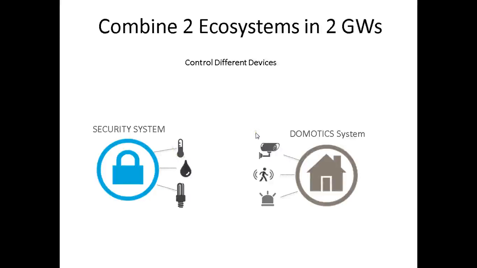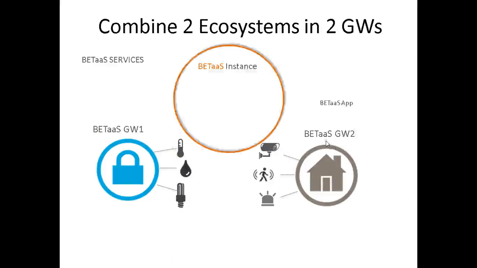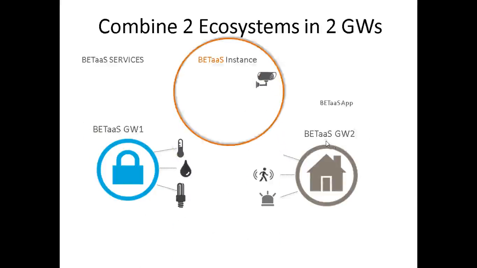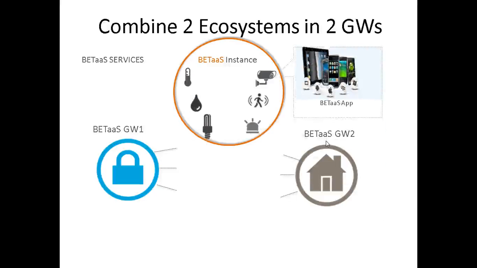On the other hand, with the help of BETaaS, we can combine these services by firstly creating two gateways. Gateway 1 from the security and gateway 2 from the domotics. These two BETaaS gateways will give us a BETaaS instance where all the services will now be available for any application that wishes to access them. So before we had two sets of totally unrelated devices and their respective services, but now we have a combination of the two systems in one BETaaS instance, where the application can now connect and read and send data.